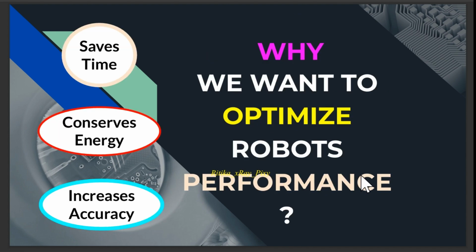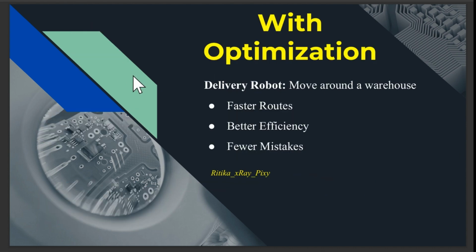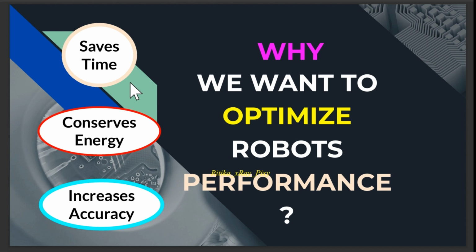So why are we optimizing robot performance? First, it saves time because optimization makes the robot faster, which means now the robot can do more work in less time. Second, we can save energy. Now the robot is using less power because it can perform more work in less time. So now the robot will use less power, which is important if the robot is running on batteries. Third, we can increase accuracy. Now the robot makes fewer mistakes, which means less time fixing errors and more reliable performance.